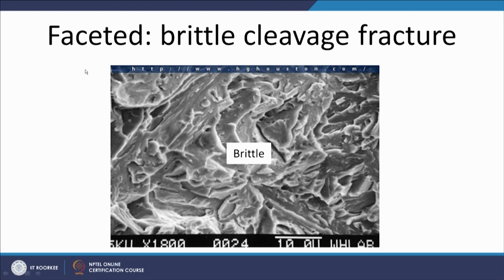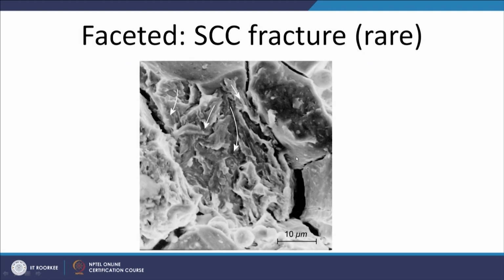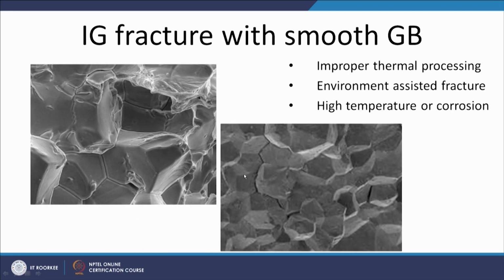So, this is the typical brittle fracture surface, which has cleavage facets on the fracture surface indicating brittle fracture. This is another case where stress corrosion cracking and the growth of the crack is through the cleavage facets. So, this kind of faceted stress corrosion cracking fracture is very rarely observed. In this case, the grain boundaries have been eaten out or damaged, but whatever grains are there have experienced cleavage facets and brittle fracture.